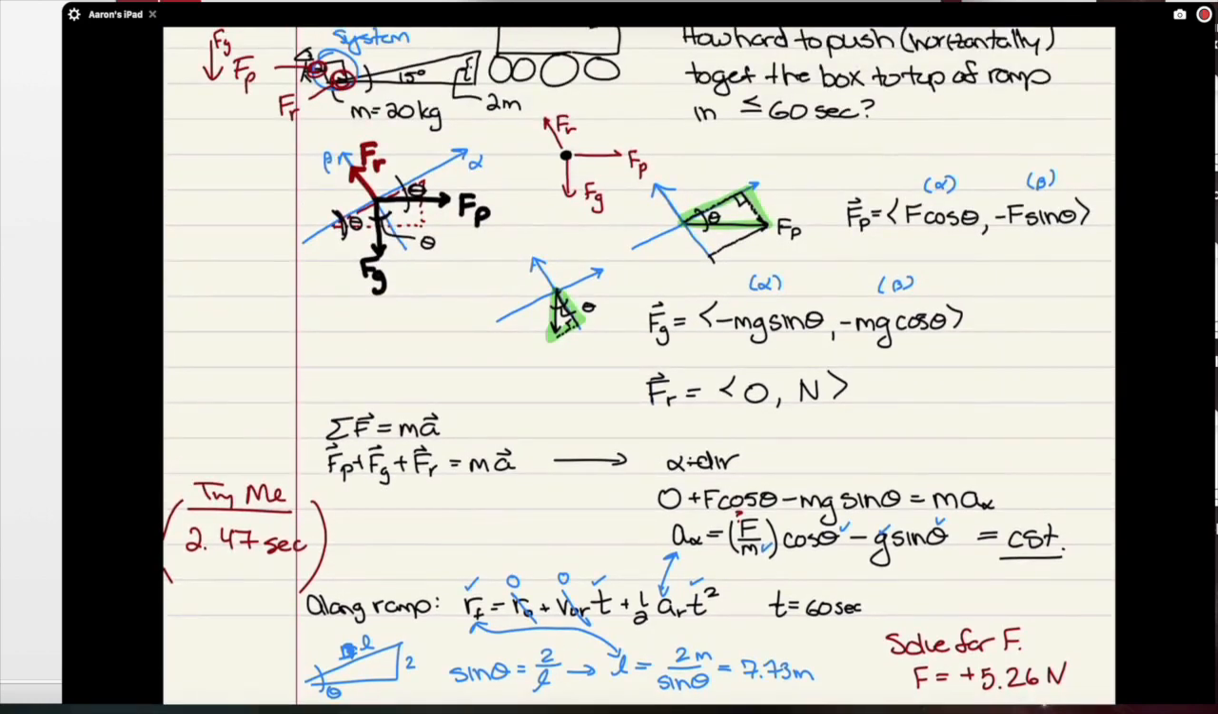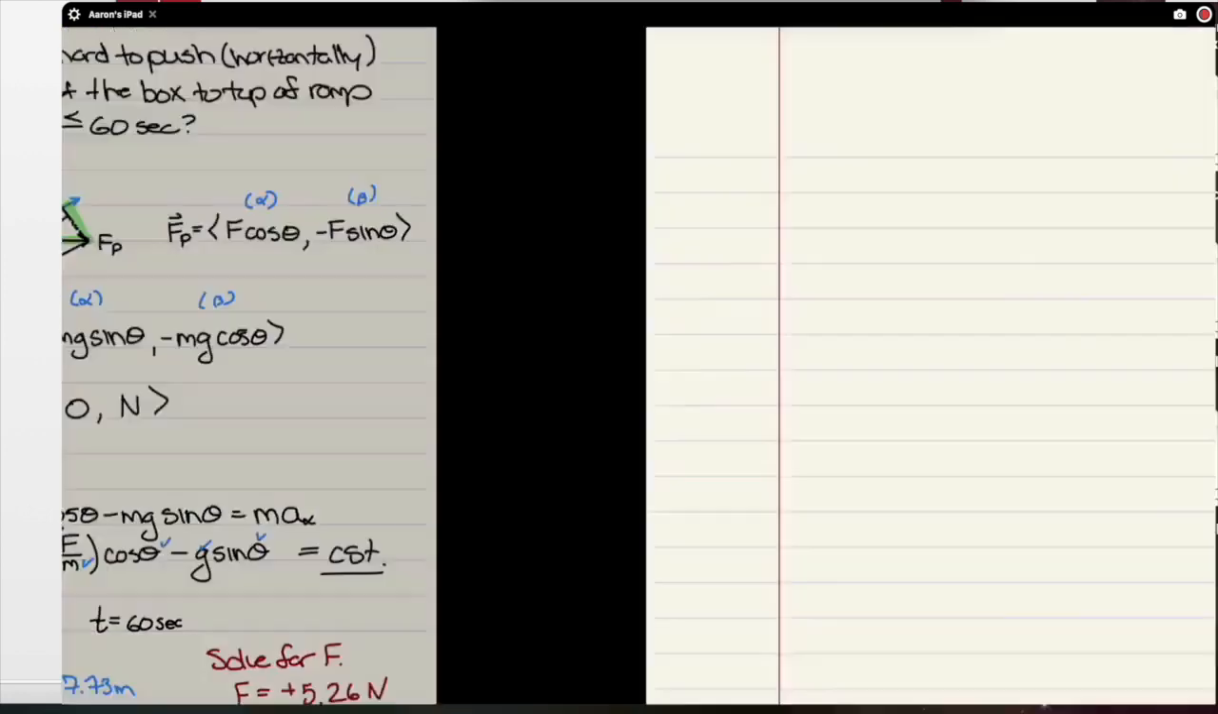You might ask why. This is a physics class, we could ask why. Because you had to push it with a certain amount of force that not only accelerated the box up, but also beat out gravity. Because gravity was constantly trying to pull the box down. So you had to not only beat out gravity, but then whatever was left over you could use to push the box up.